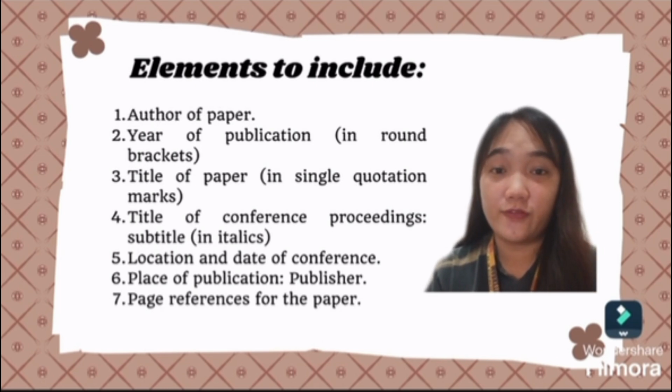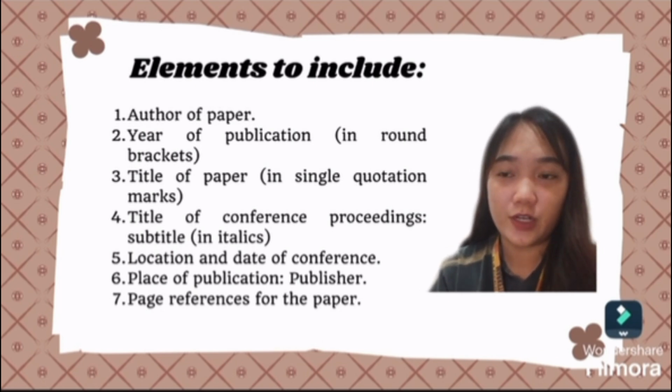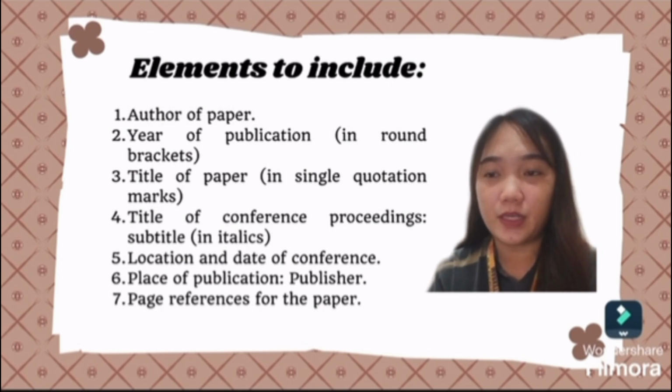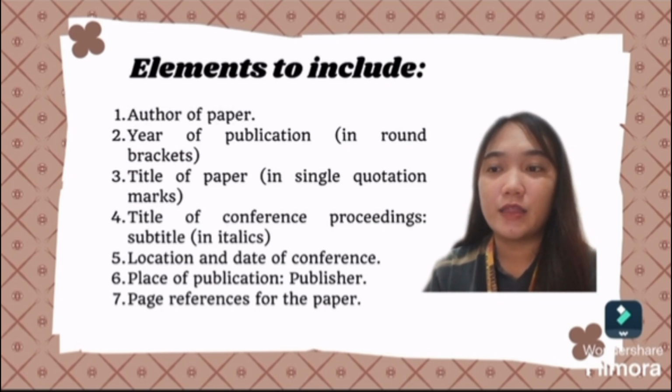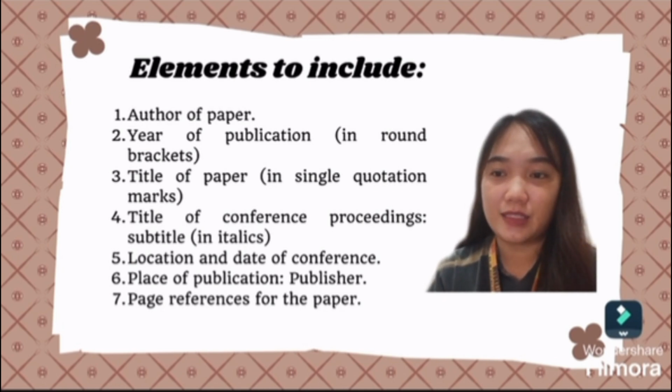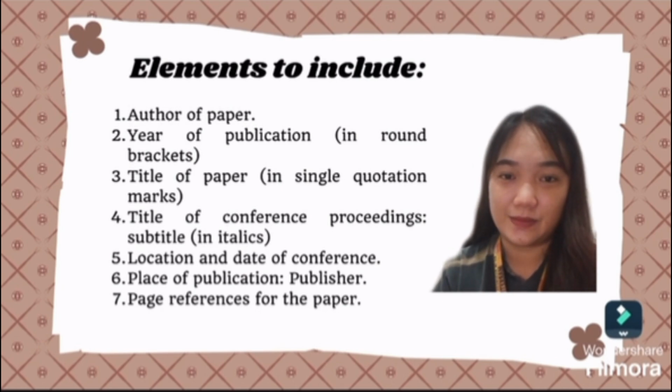In referencing, there are elements to include. These are the author of the paper, the one who wrote the source, and of course the year of publication in round brackets, title of paper in single quotation marks, title of conference proceedings, subtitle in italics, location and date of conference, place of publication or publisher, and lastly, the page references for the paper, wherein kung saan mo nakita ang page sang muna nga phrase.